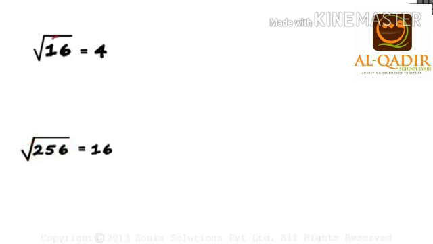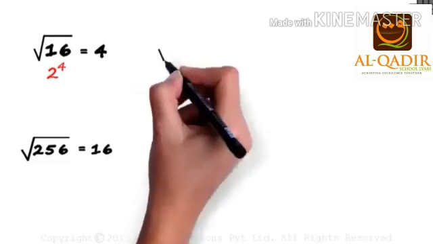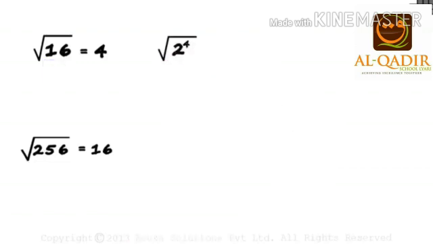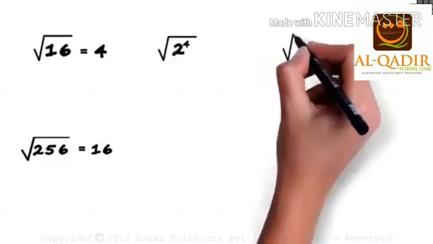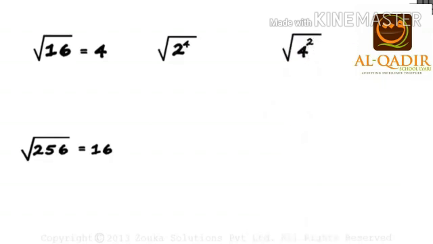Let's try writing 16 in exponential form. We know that 16 can be written as 2 raised to 4. So the square root of 16 can be written as the square root of 2 raised to 4. It's the same thing as the square root of 16. Can it be written in some other way? Yes, it can also be written as square root of 4 raised to 2. We just wrote 16 in two different ways, 2 raised to 4 and 4 raised to 2.